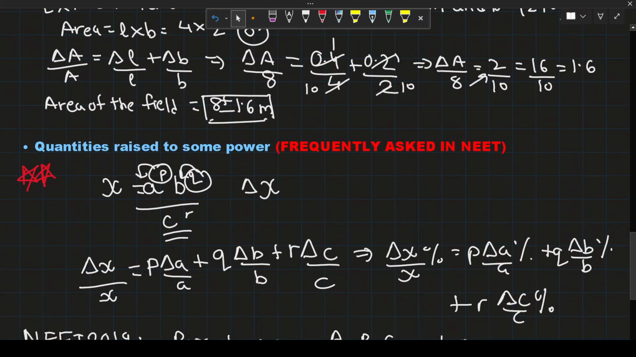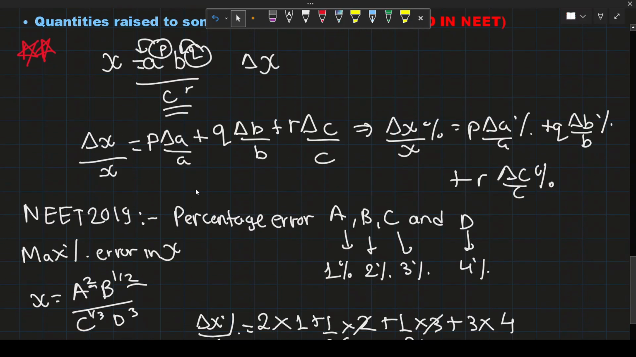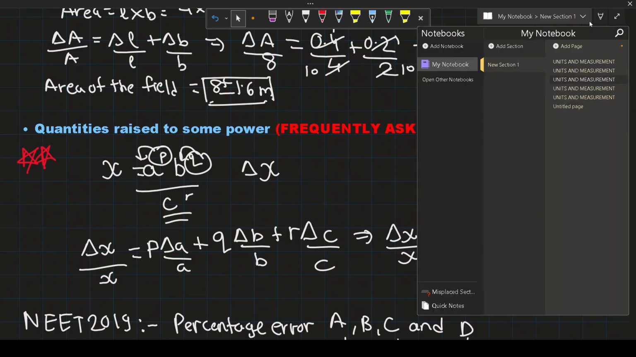And then we saw quantities raised to some power, which is very important and it's very easy. If you have already studied in class, you'll already be knowing this. It's very easy, and the questions are also not very tough. Okay, moving on to the next slide.